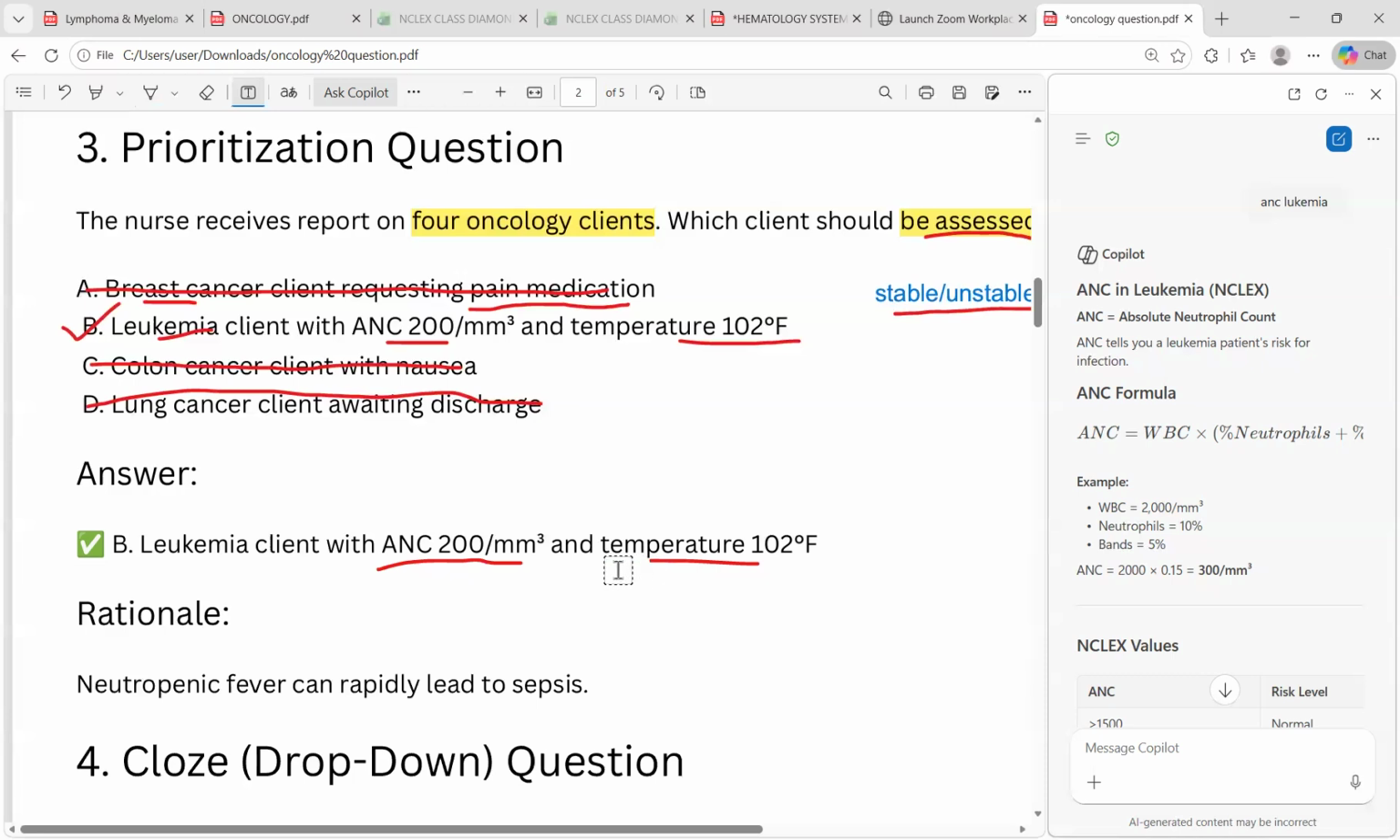If it is not managed, what can happen? Septic shock can happen, that is a life-threatening complication. In leukemia, the client is already in a stage of cancer, and if the client gets any other infection, that will worsen the condition. So here option B is the correct answer. Your analysis was correct, Ashwini.